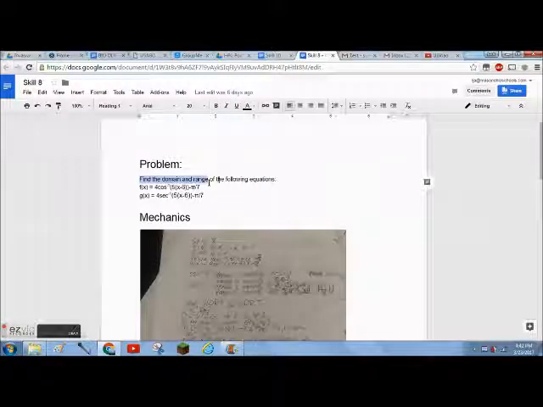Find the domain and range of the following equations. f(x) is equal to 4 arccos(5(x minus 6)) minus pi over 7. And g(x) is equal to the same thing, except instead of arc cosine, we have arc secant.